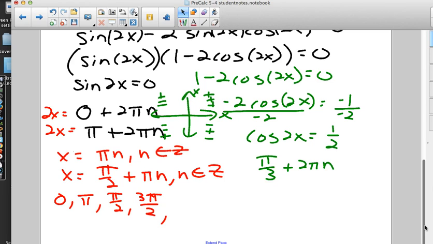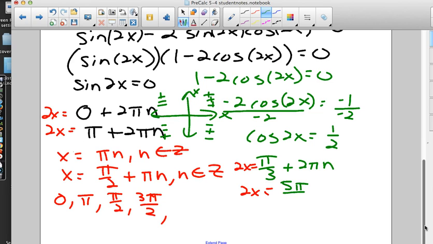But again, that's for 2x. Okay. The only other positive place we've got for cosine is quadrant 4. So what's the name of a 60-degree angle in quadrant 4? What is it? Five pi over 3. Remember, all the way around would be 6 pi over 3.